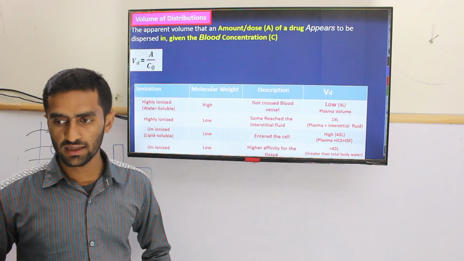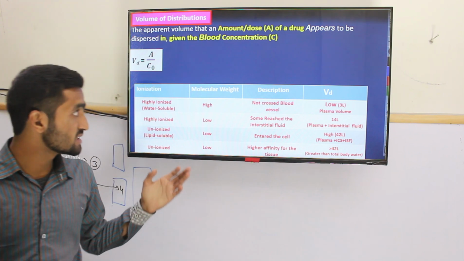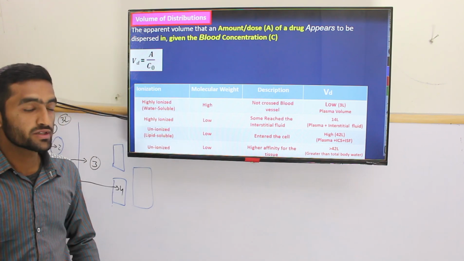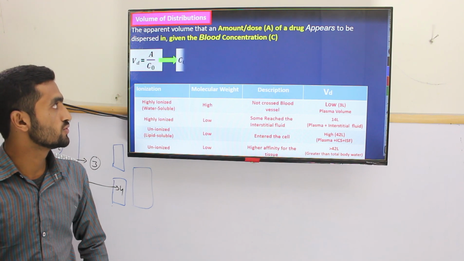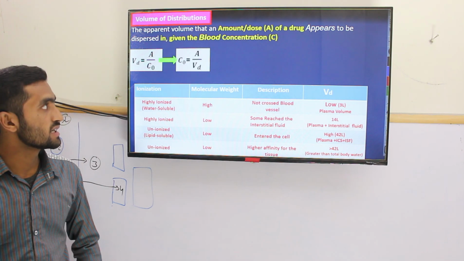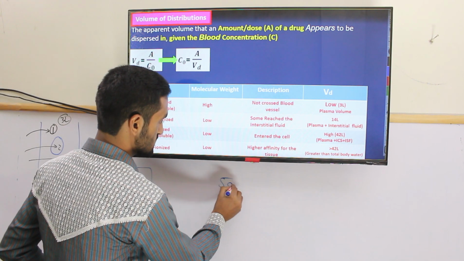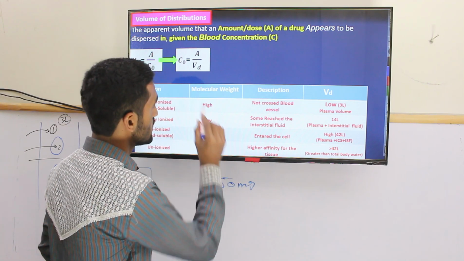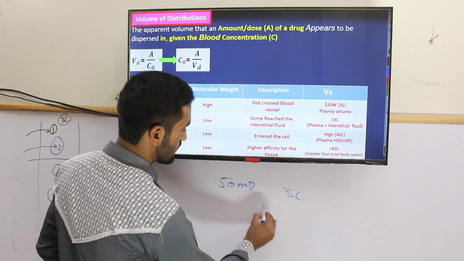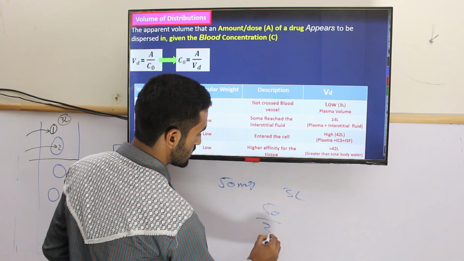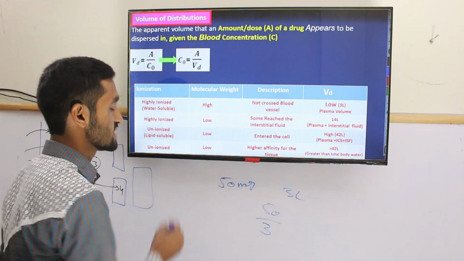Okay, so let's check how we can calculate the volume of distribution. Normally this formula is applied: volume of distribution equals amount over concentration at 0, but I think you use concentration equals amount per volume. For example, if the amount is 50 mg and the volume of distribution is 3 liters, it's easy: 50 over 3. In this way you can calculate your concentration.